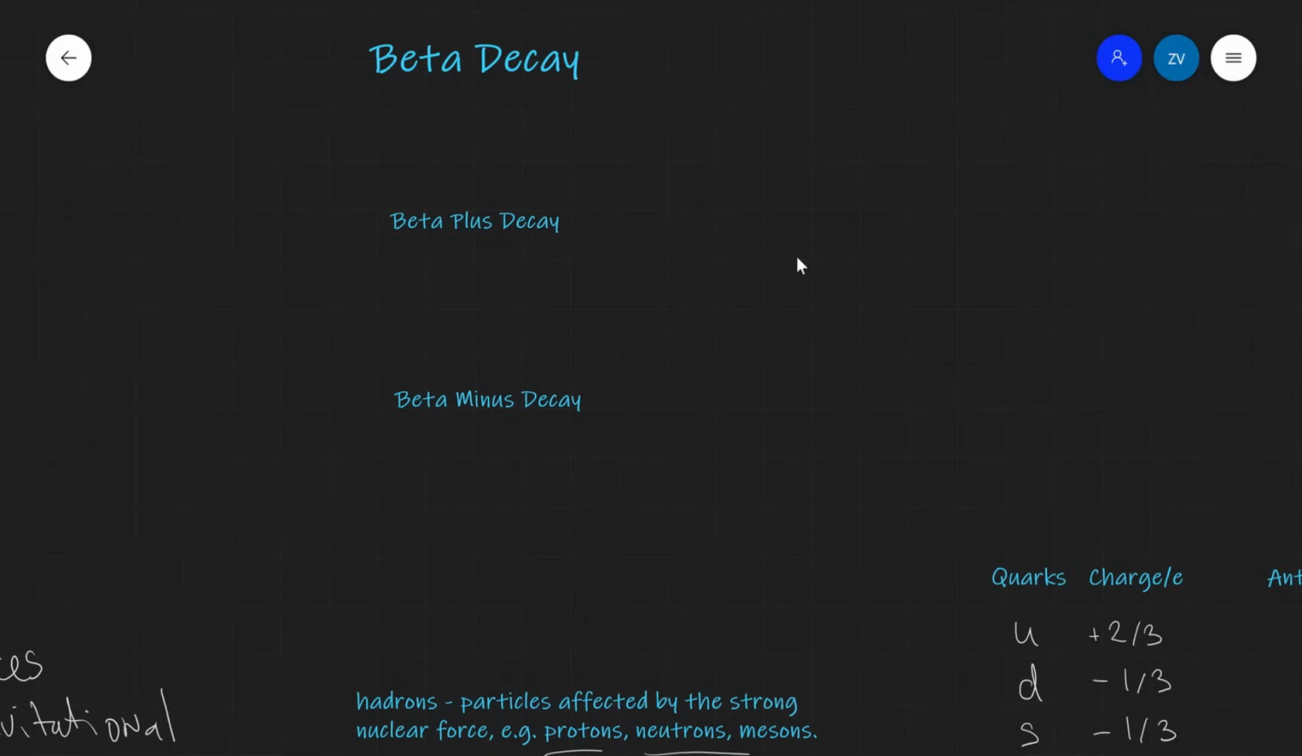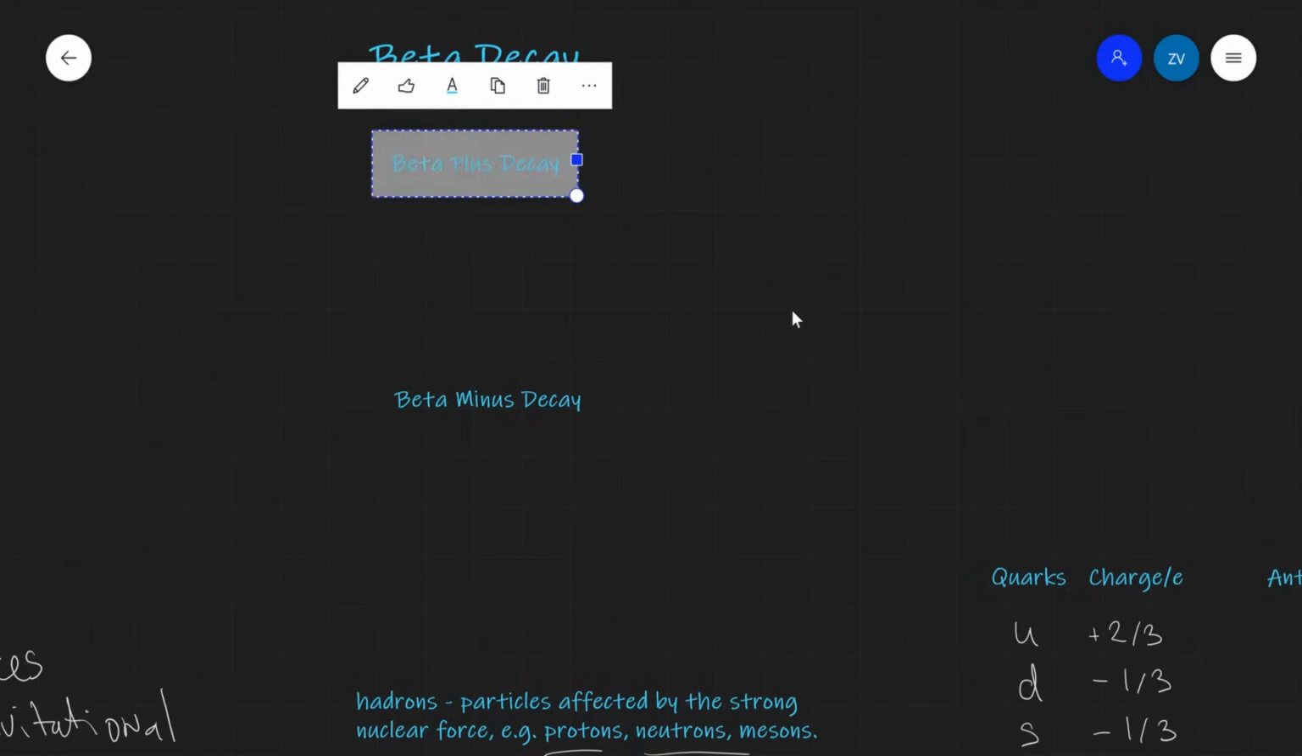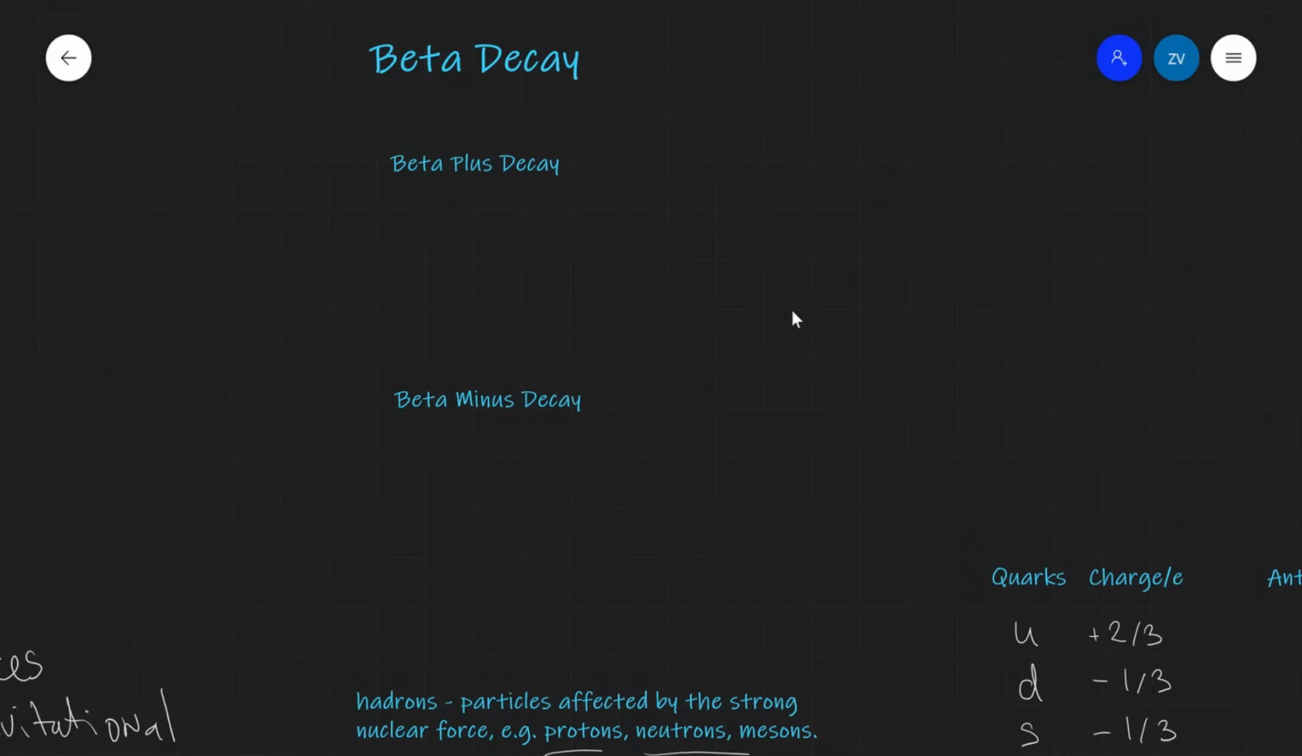Now, the final aspect which we're going to be looking at today is beta decay. There are two types of beta decay, beta plus decay and beta minus decay. In both of them, you either have a proton turning into a neutron or a neutron turning into a proton. In beta plus decay, we actually have a proton which is going to turn into a neutron. Now let's balance out this equation.